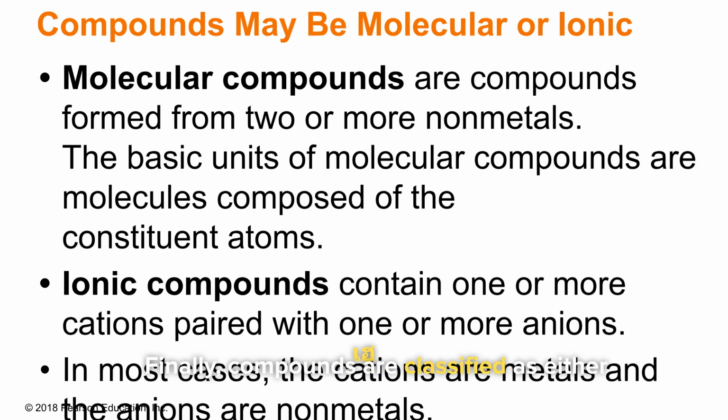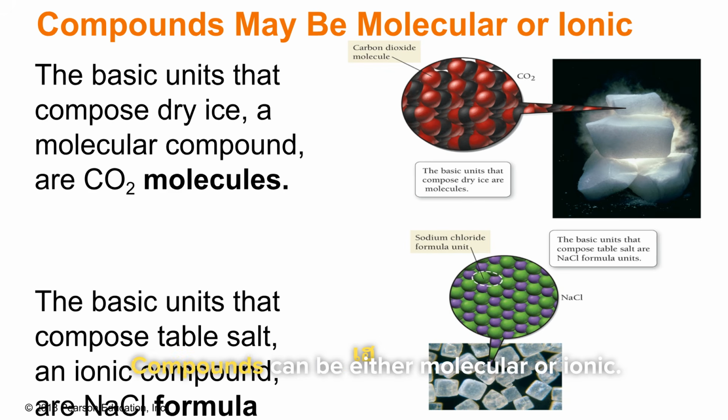Finally, compounds are classified as either molecular or ionic. Molecular compounds are composed of non-metals forming molecules. Ionic compounds contain cations, usually metals, paired with anions, usually non-metals. Recognizing these types is essential for predicting the chemical properties of a compound. Compounds can be either molecular or ionic. For instance, the basic units of dry ice, which is a molecular compound, are carbon dioxide molecules. In contrast, table salt is an ionic compound composed of sodium chloride formula units.